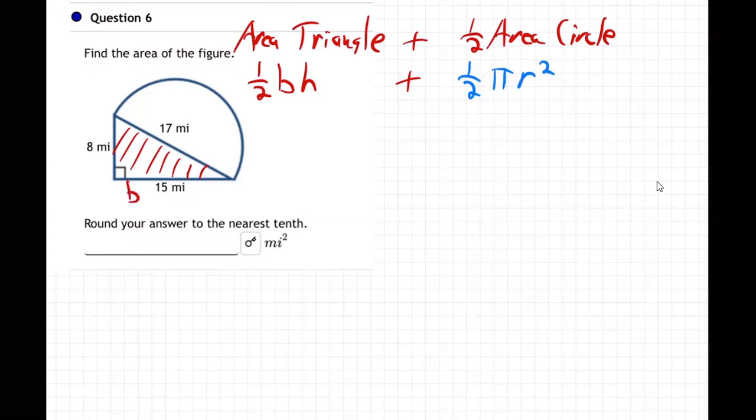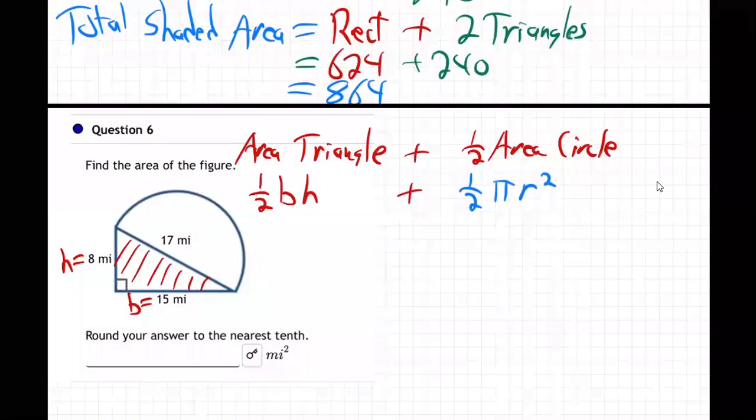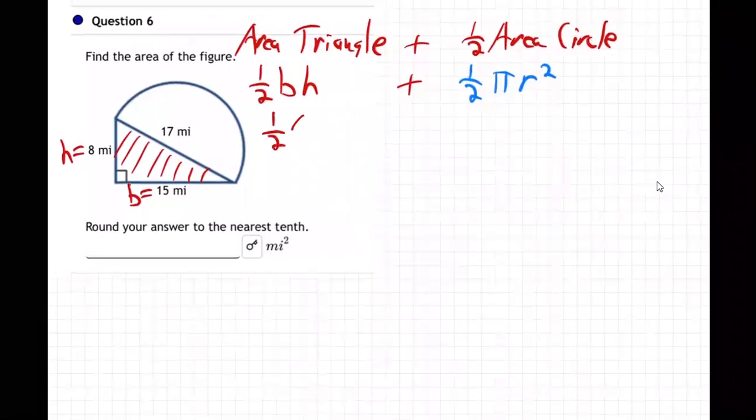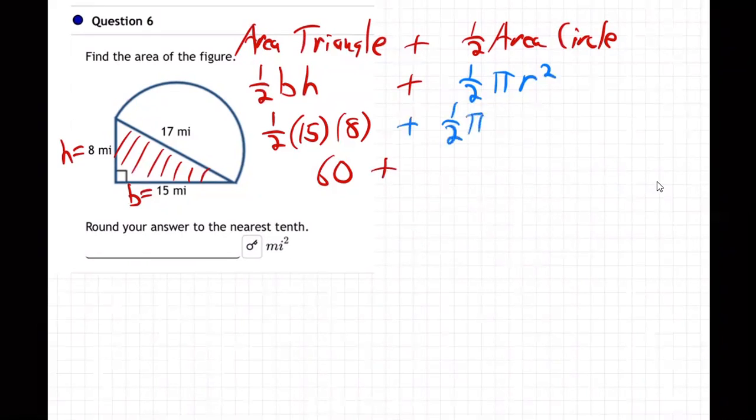So this is the base and this is the height of that triangle because they are at 90 degrees. Base and height always have to be at 90 degrees. They are, so that's all good. So that's a half, the base is 15, the height is 8. Let me see what that's going to be. Oh, I think it comes out 60, plus, and now the other part, half pi.